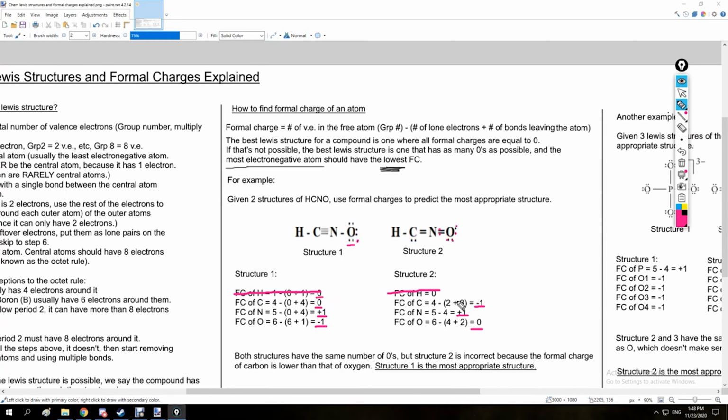Both of them have the same number of zeros, but if you look at structure 2, O is the most electronegative atom, so it should have the lowest formal charge. But in structure 2, the formal charge of carbon is minus 1 and the formal charge of oxygen is 0, which is wrong because oxygen should have the lowest formal charge. So we choose structure 1. Structure 1 is the most appropriate structure. We'll take another example.